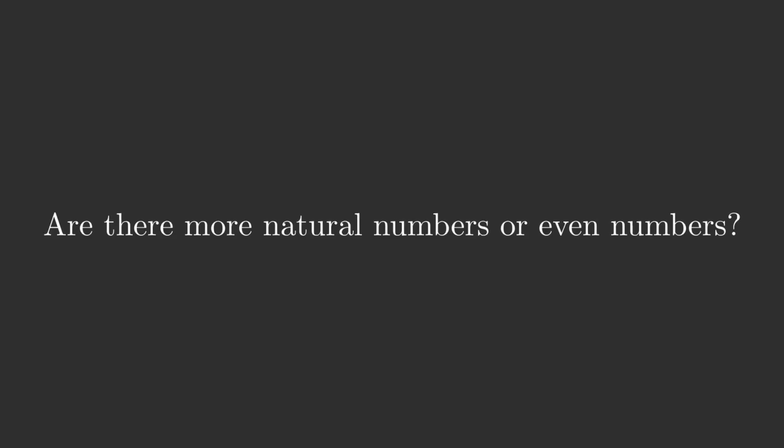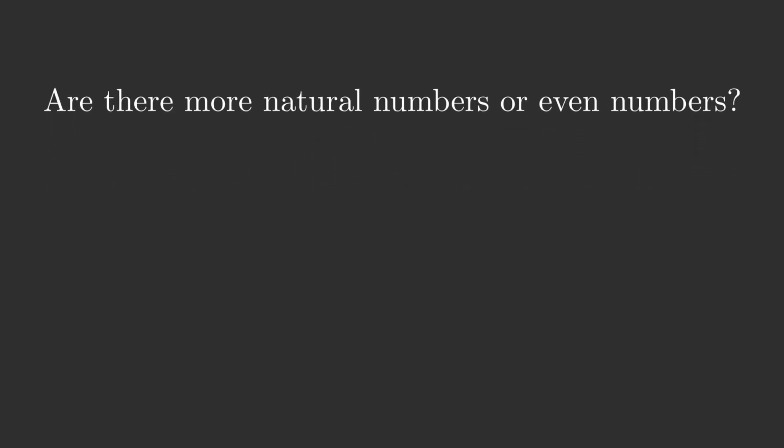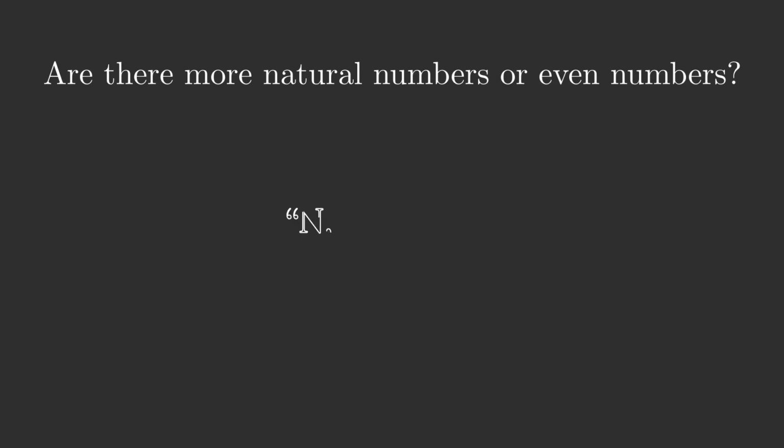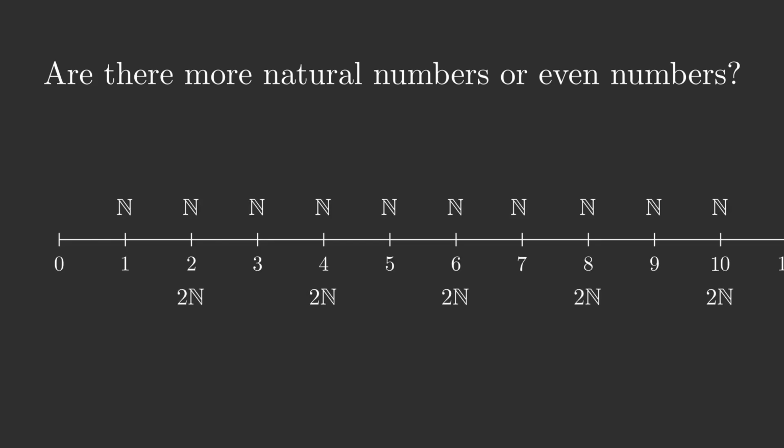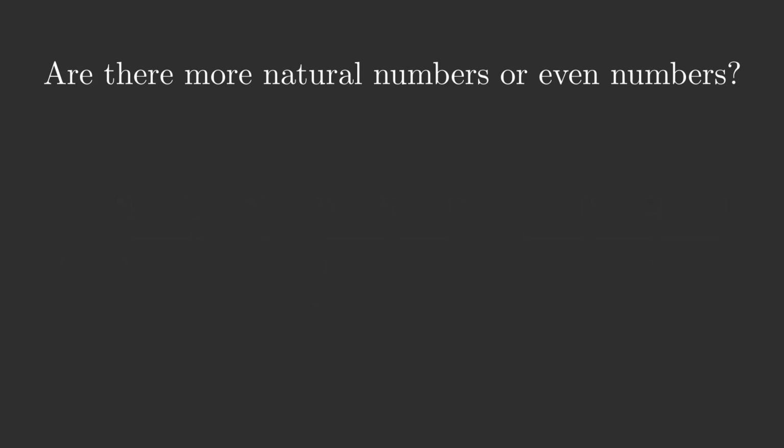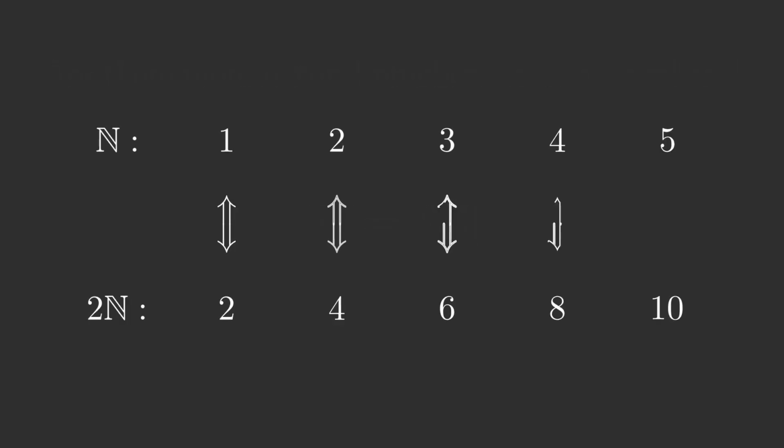An example of that could be, are there more natural numbers or even numbers? Most people will be tempted to say that there are more natural numbers than even numbers because as you go across a number line, you see two natural numbers for every even number. But that is not the case, and contrary to popular belief, the sizes of the two sets are actually equal. Let's see why. One thing is because each even number can be linked to a natural number.